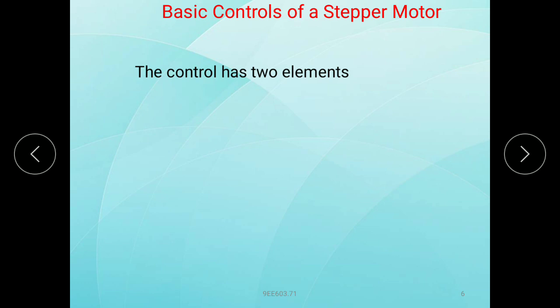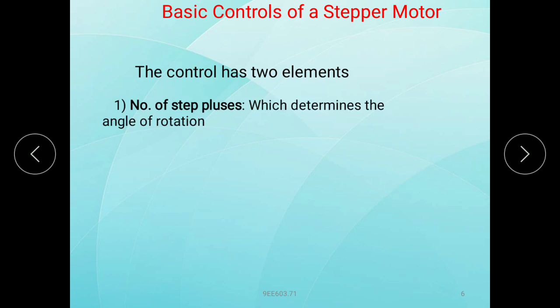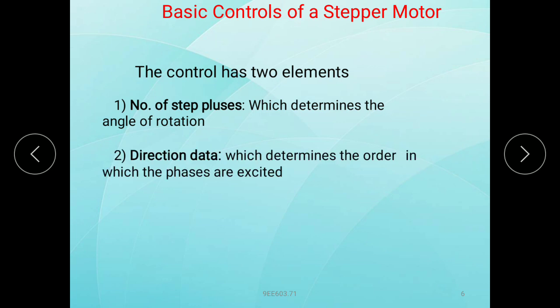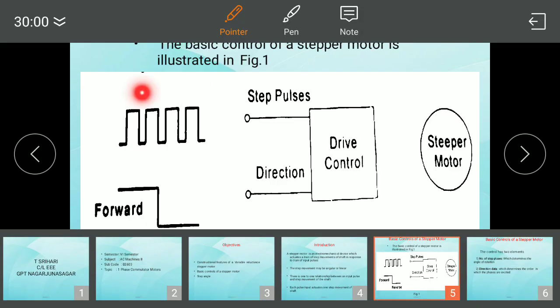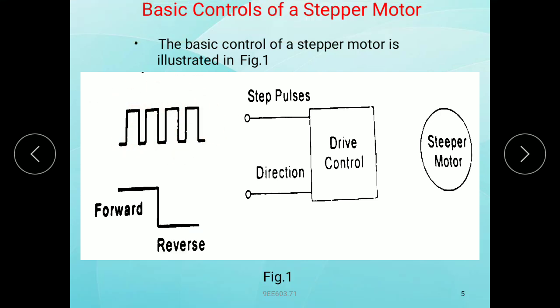Here the control has two elements. What are those two elements? See here, the first one is number of step pulses, another one is direction data. So here this is the number of step pulses and this one is direction data.